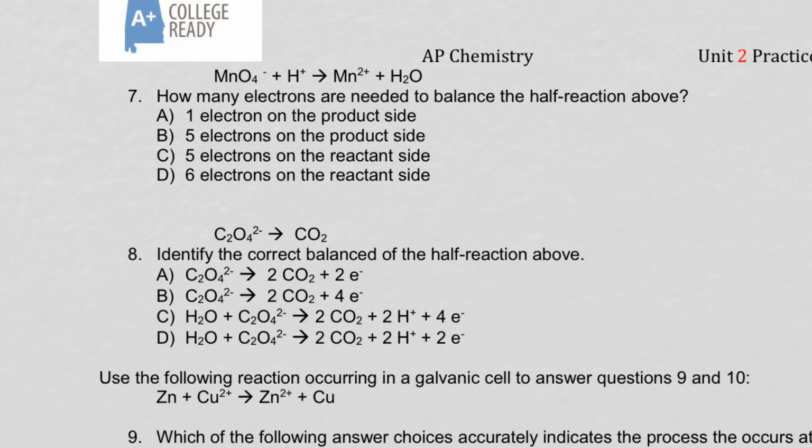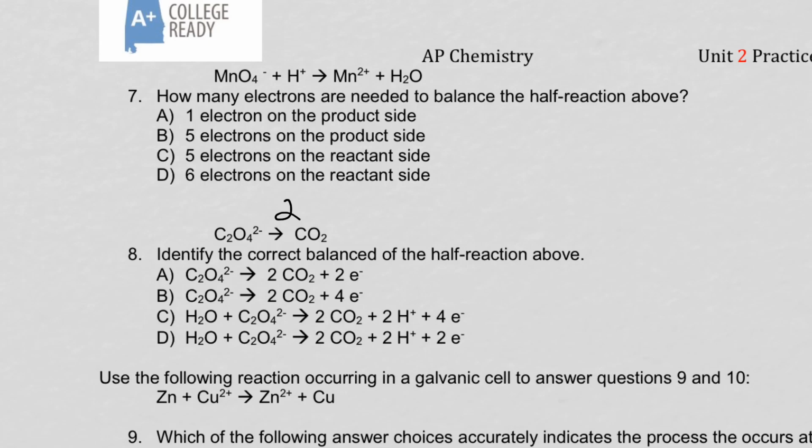So if we look at the oxalate ion, we see 2 carbons, and we only have 1 carbon in carbon dioxide. So if we add a 2 with the carbon dioxide, that gives us 2 carbons on each side. And now, as we typically do, we go to oxygens next. We see the oxalate ion has 4 oxygens, and now on the carbon dioxide side with the 2 coefficient, 2 times 2, we have 4 oxygens. So there's really no need to add water or hydrogen ions. So really C and D can be eliminated.